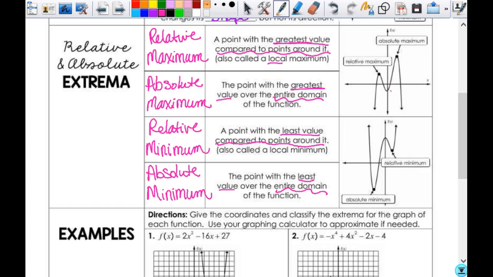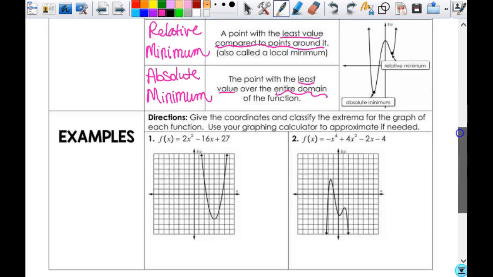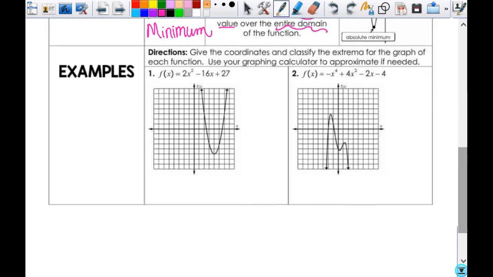Okay, any questions? Awesome. All right, so down here this says, give the coordinates and classify the extrema for the graph of each function. Then it says, actually, use your graphing calculator to approximate if needed. No, so we mark that out because that's just whether or not you can push some buttons and you don't even know what the heck you're looking at.